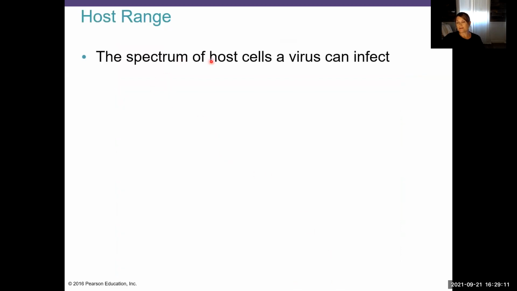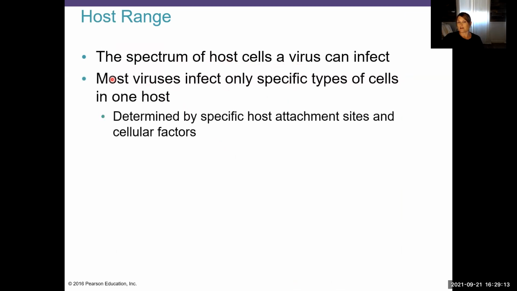Okay, so the spectrum of host cells a virus can infect. All right. What did I want to say here about that? Maybe I didn't finish my statement here. So it's pretty small, right? So most viruses infect only a specific type of cell and in one host. Okay, sometimes they can infect more than one host. Like we know influenza can infect pigs, can infect birds, can infect humans, but it's typically the same host cell in that case. Okay, but most viruses infect only specific types of cells in one host. So they're very host specific. So the spectrum of host cells a virus can infect, that should say, is very narrow.